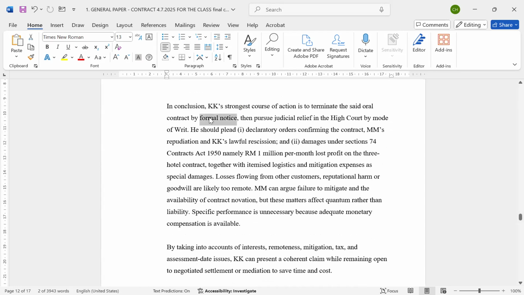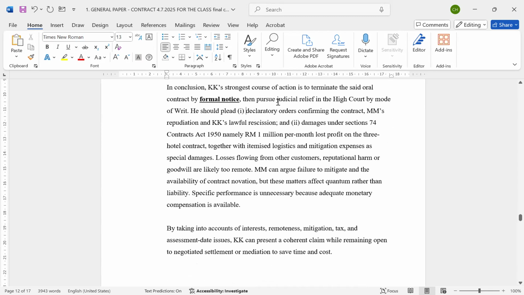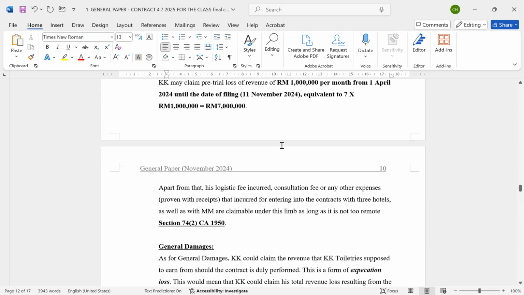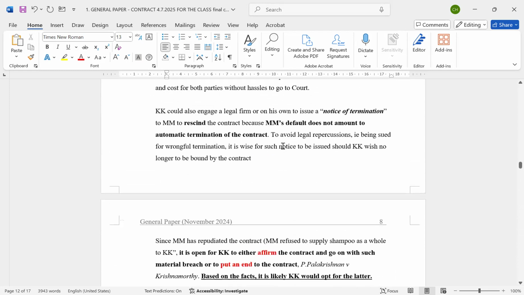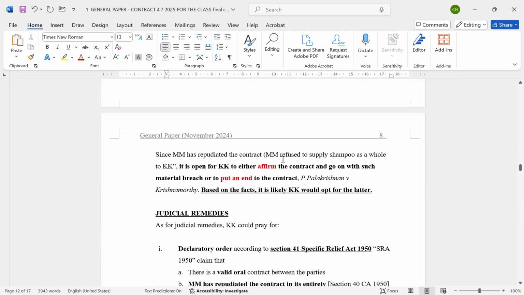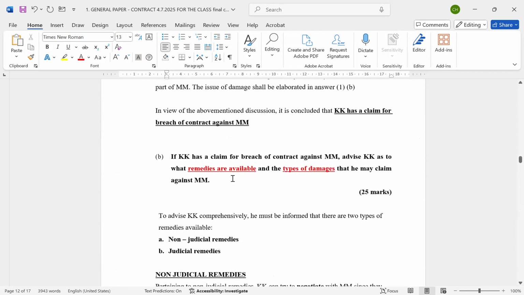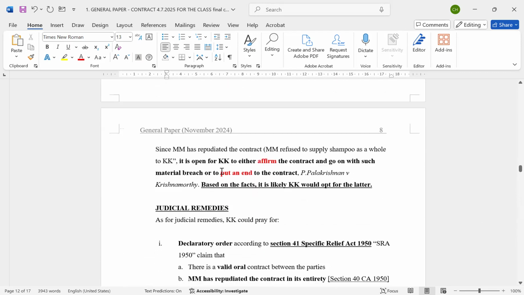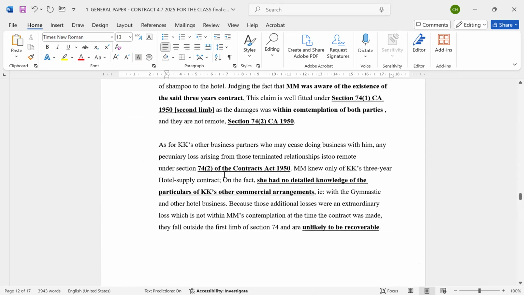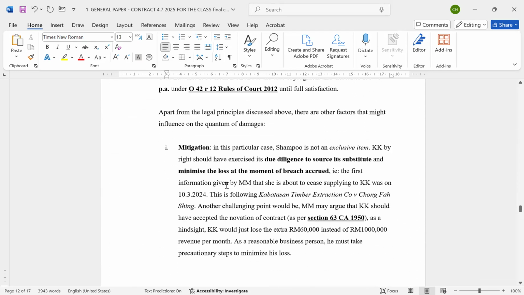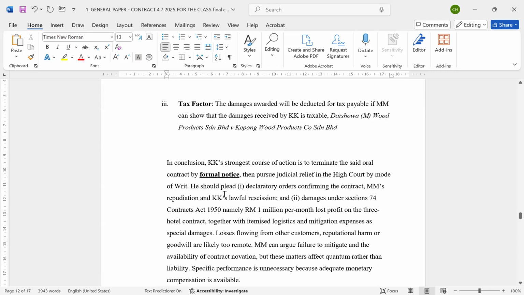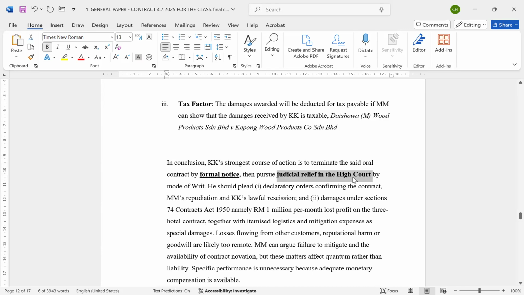Number one is that by way of formal notice, then seek for, because this is a 25 marks question, isn't it? Very high. Almost half of the questions are here. So you must draft a significant conclusion to impress people, you know. So you conclude everything. Okay. Then pursue judicial relief in High Court by way of writ.